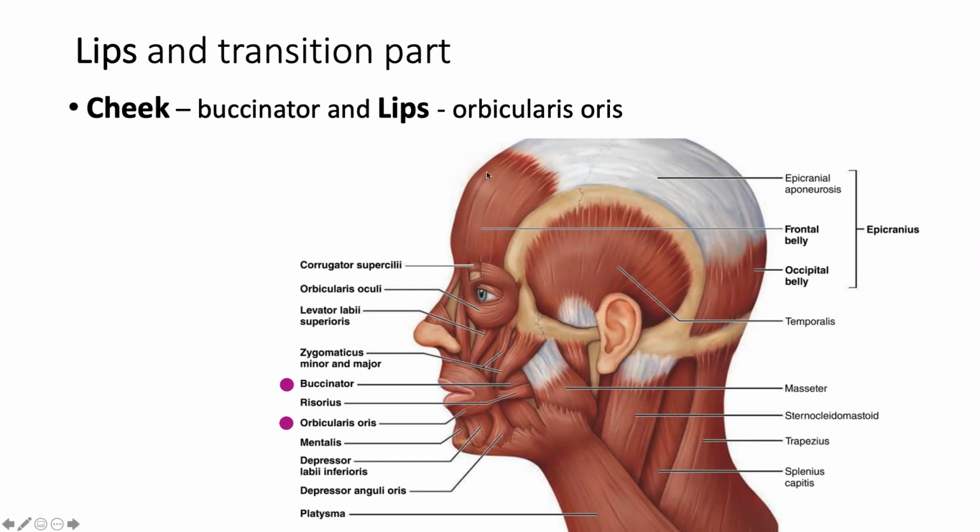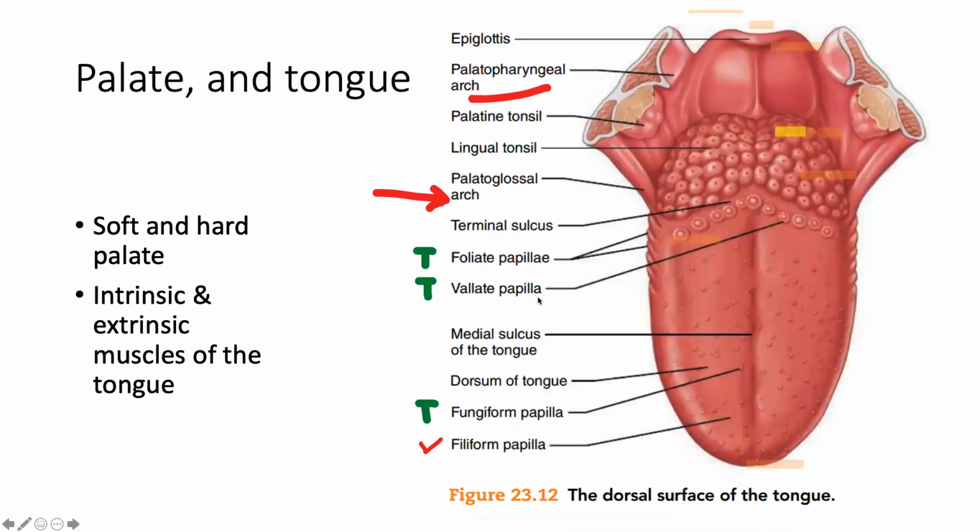And lips are made of orbicularis oris. Now let's have a look at our tongue and the palate. Of course, you remember the hard palate and soft palate. And if we look on the dorsal surface of the tongue, we will see something like that. Here, we can see the terminal sulcus, which is like a V shape.